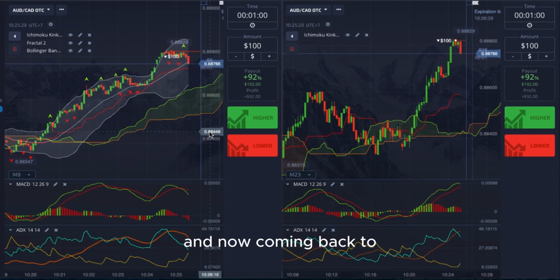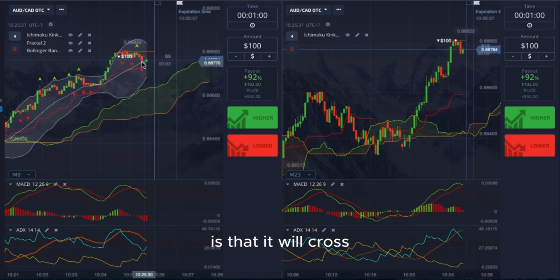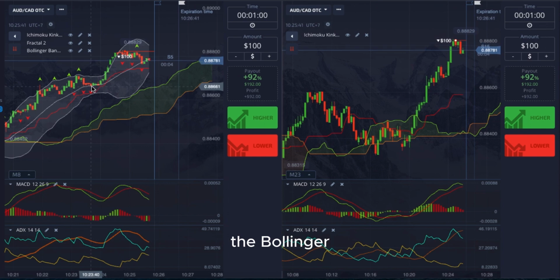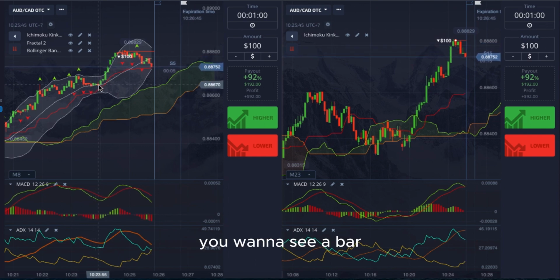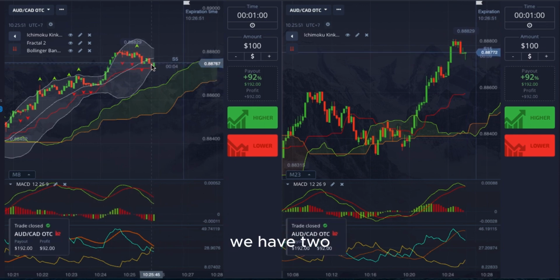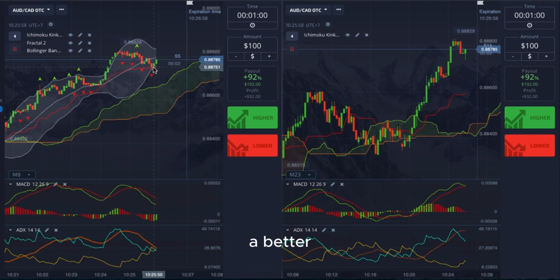And now coming back to the earlier point, when it does cross, when it does reverse, what we'll often see is that it will cross the middle Bollinger line. It failed to cross the middle Bollinger line here, and let's say if it closed at the line, we want to see a bar clearly closed beneath it. So we have 1, we have 2, and this closed clearly beneath it. So this would give us a better signal.